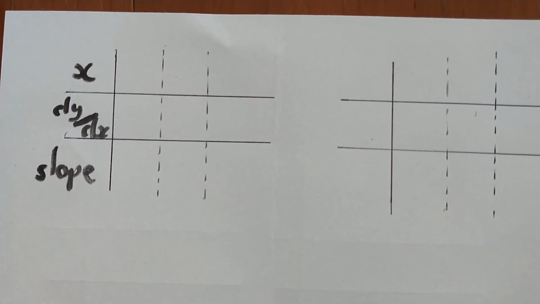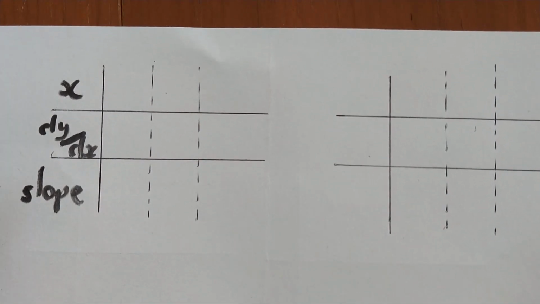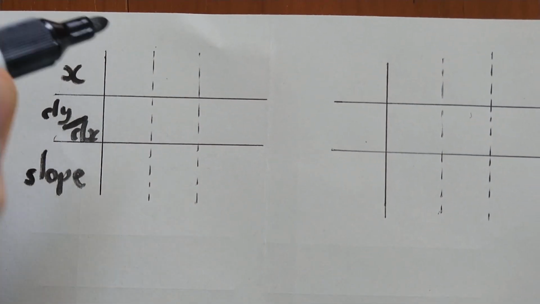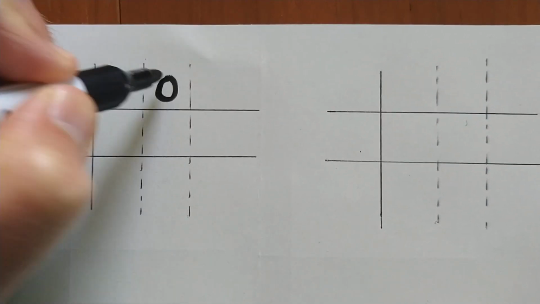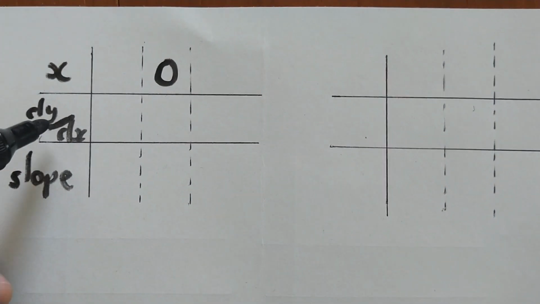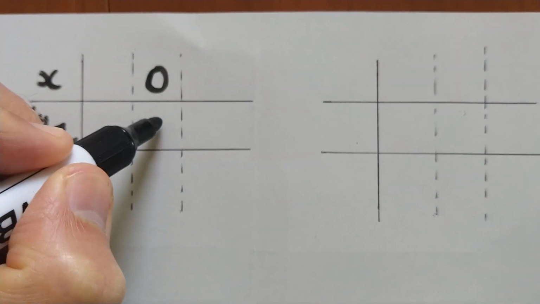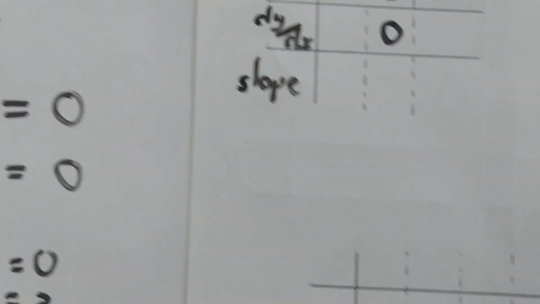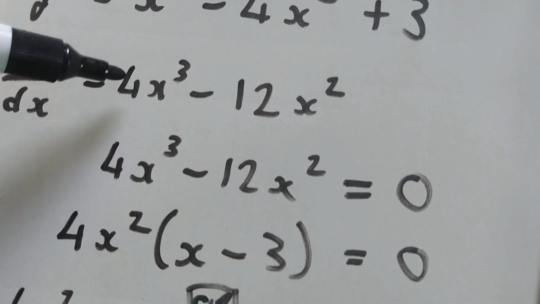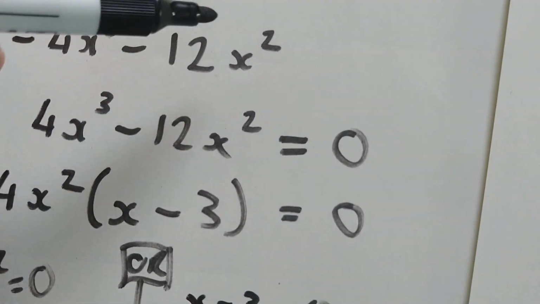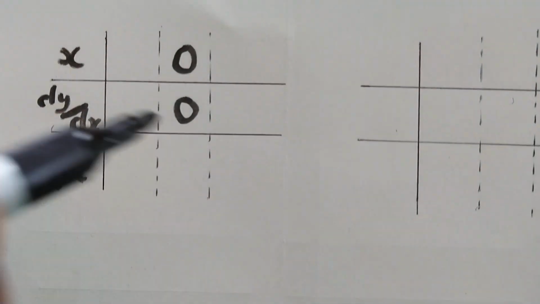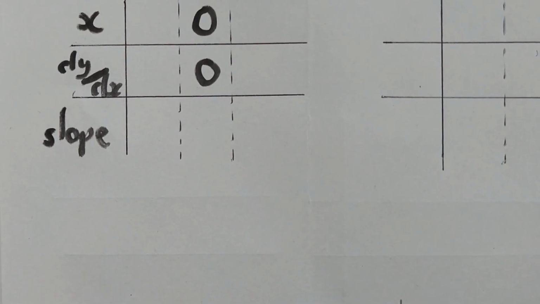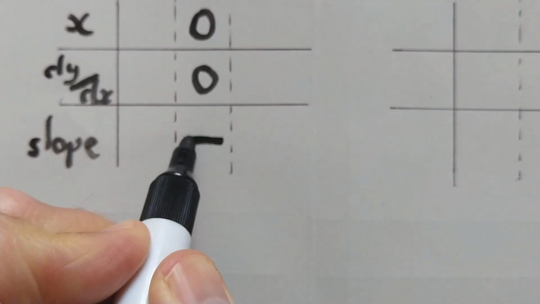My first answer, my lowest answer, was when x is 0. So in my x values, I'm going to look at what happened when x was 0. Well, the gradient was 0. If it's not, then there's something wrong. We can go back to our gradient equation and check. 4 times 0 cubed minus 12 zeros. Yes, that's 0, so this is fine. So what's the slope doing at that point? It's horizontal.